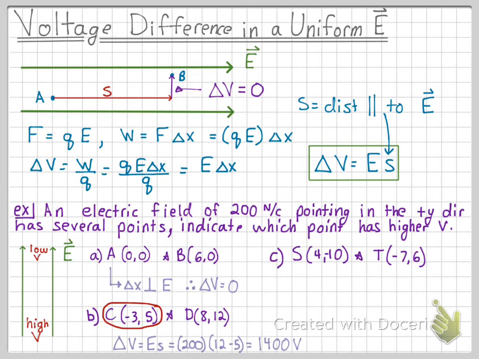And finally, we're going to look at the points S at (-4, -10) and T at (-7, 6). Once again, we only care about the distance in between the y-coordinates, which is 16, because to go from -10 to 6 is 16 points. So we see that our voltage difference is 3,200 volts. And once again, the point with the highest voltage is at the lowest y value, which in this case is -10 at point S.